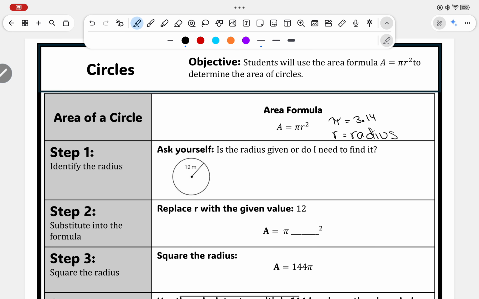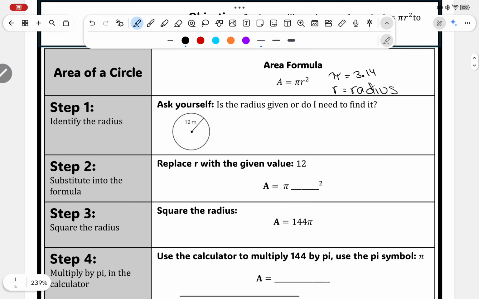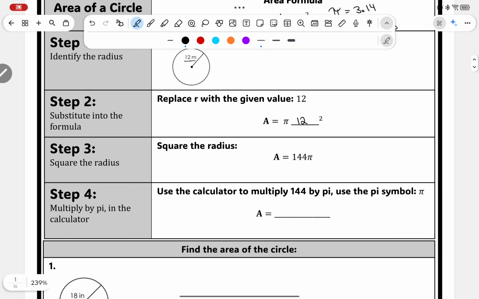on your calculator. So if I'm identifying my radius on question number 1 or example 1, I'm looking from the center of my circle to the edge, and I see that it's a radius of 12. So now that I know my radius is 12, I'm going to substitute it into my equation, and I get A is equal to pi 12 squared. Okay, once I square 12, I get my area is equal to 144 pi.